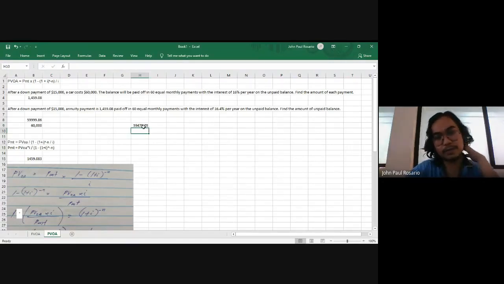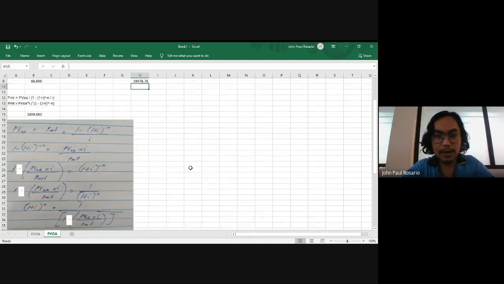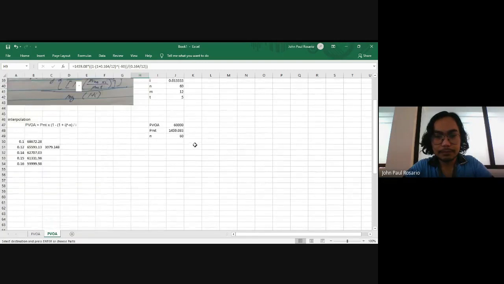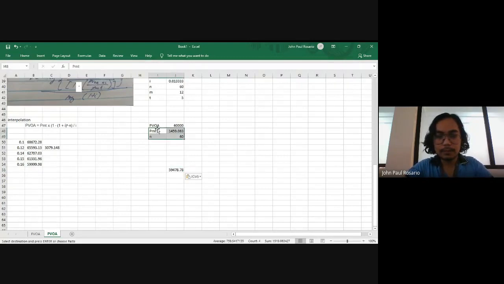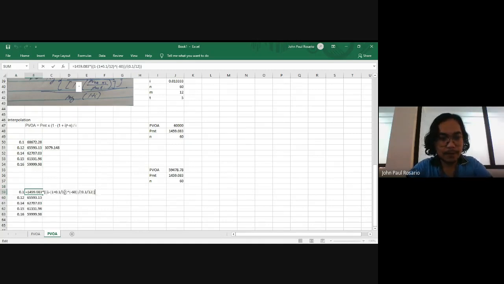Okay, so first this is the future value. As you can see, we go straight to our present value. So the present value of the annuity changed. Now, based on our previous example, it should be 0.08.